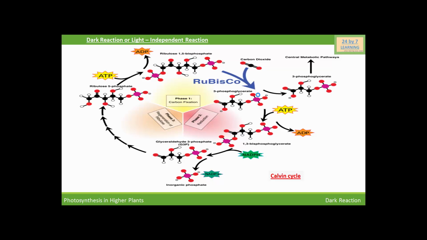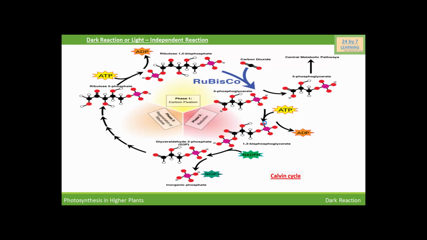In the first step of the Calvin cycle, the enzyme Rubisco catalyzes the carboxylation of ribulose 1,5-bisphosphate by carbon dioxide, forming 2 molecules of 3-phosphoglycerate. The key enzyme of this cycle is Rubisco.